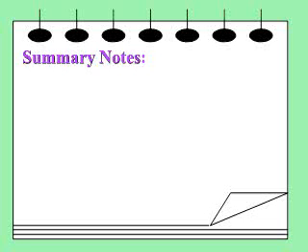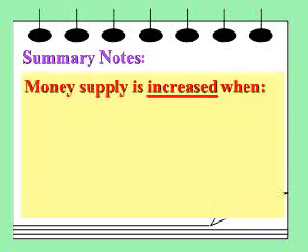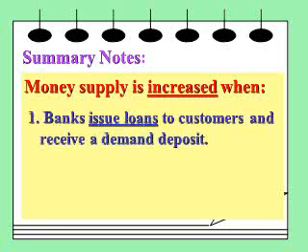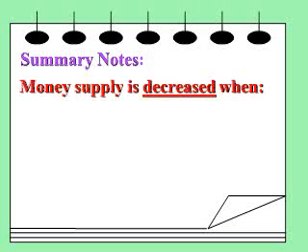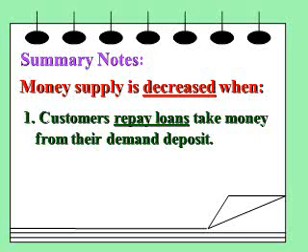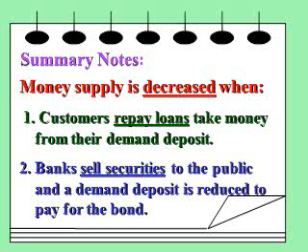Moving forward here, the summary notes on money supply, and this is what you really absolutely need to know. Money supply has increased when banks issue loans to customers and receive a demand deposit, or when banks buy securities from the public and credit a demand deposit for the cost. And that's how they're able to create money. Money supply has decreased when customers repay loans, okay, and banks sell securities like we talked about in class the other day to the public, and demand deposit is reduced to pay the bond.